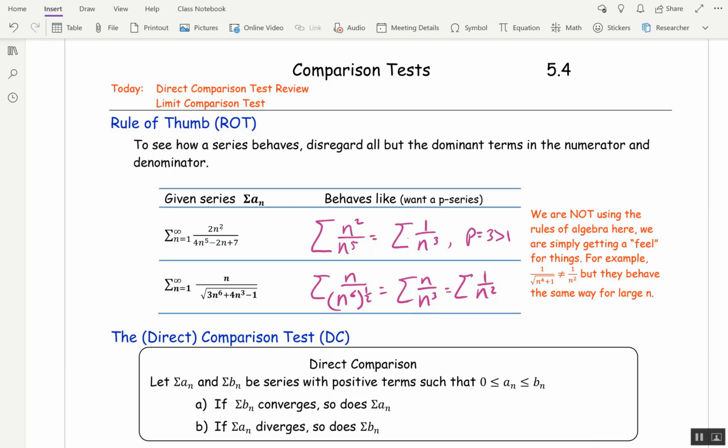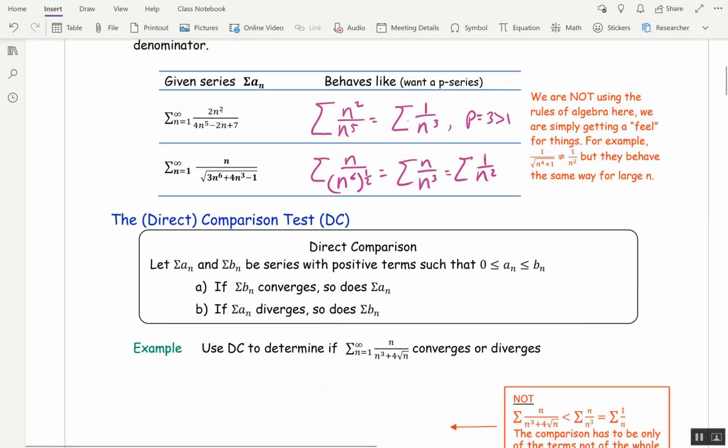Okay, so the direct comparison test. Suppose you have two infinite series with positive terms, and your a_n are less than or equal to your b_n. If the series with the larger terms converges, the b_n are larger, then the series with the smaller terms converges too. And if the series with the smaller terms diverges, then the series that has the larger terms must diverge also. So it makes good logical sense.